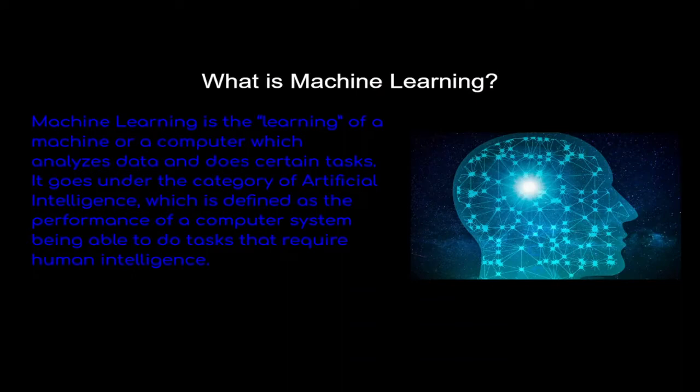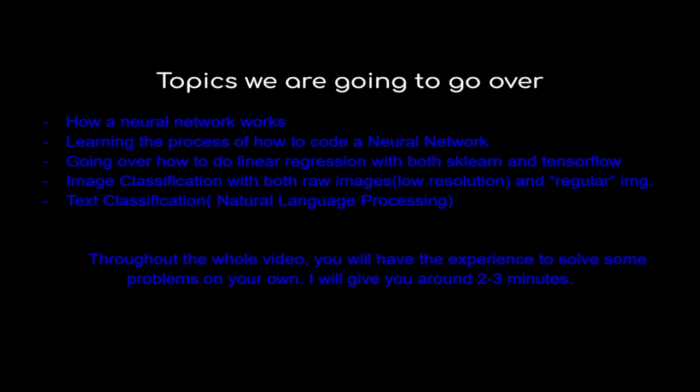I know that many people, quote unquote, know what machine learning is, but don't really acknowledge what it really is. Machine learning is the learning of a machine. When it gets input data, it finds patterns and analyzes the data. It goes under the category of artificial intelligence, which is the mimic of human behavior.